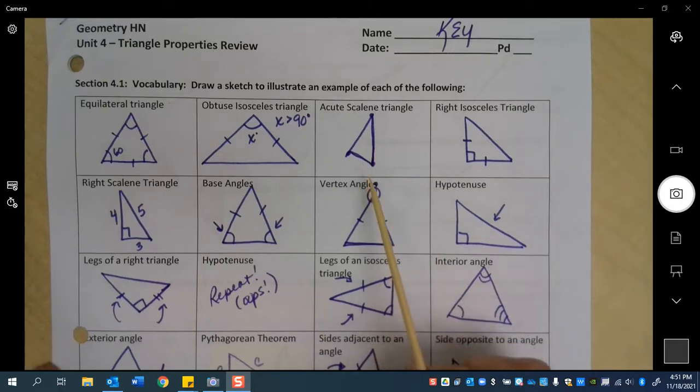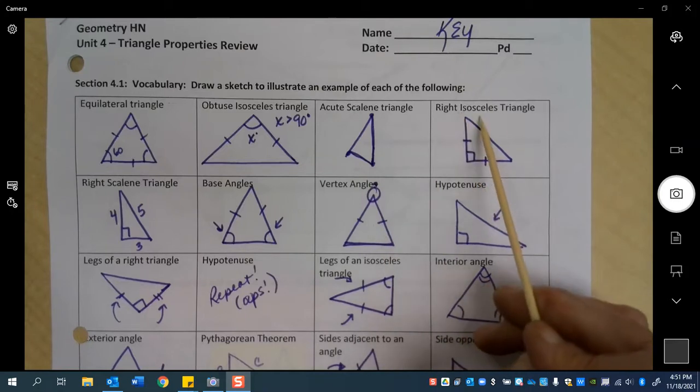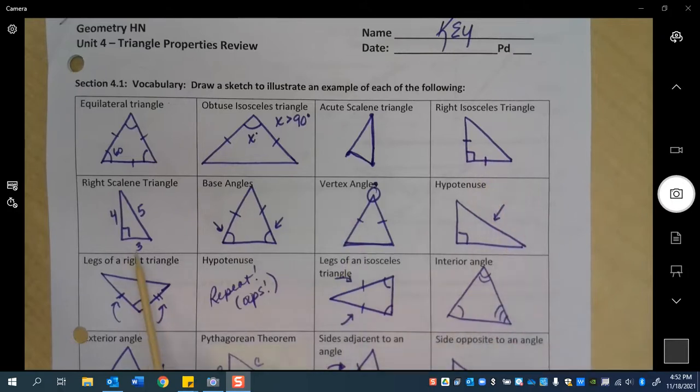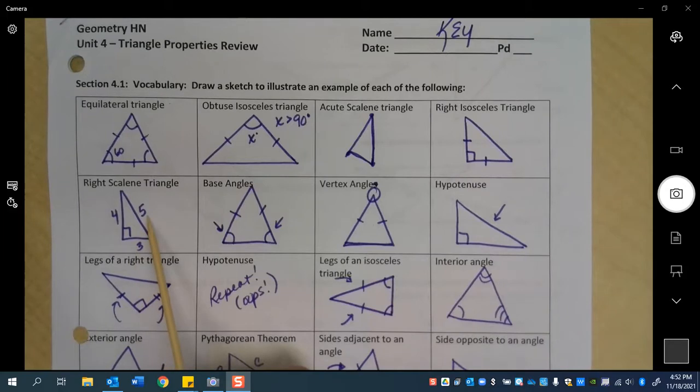a different side measure. A right isosceles triangle means I have a right angle and 2 of the legs are going to be congruent. A right scalene triangle, now I wrote a 3, 4, 5 triangle, but it can be any 3 different measurements. The 3, 4, 5 triangles are most popular.